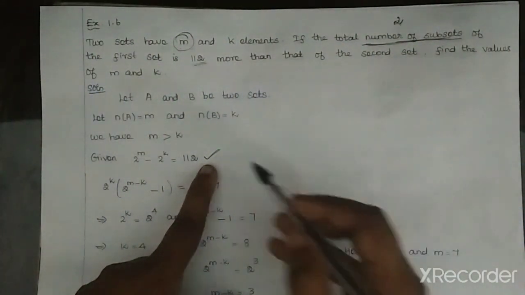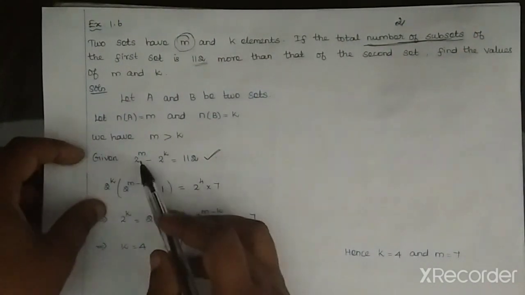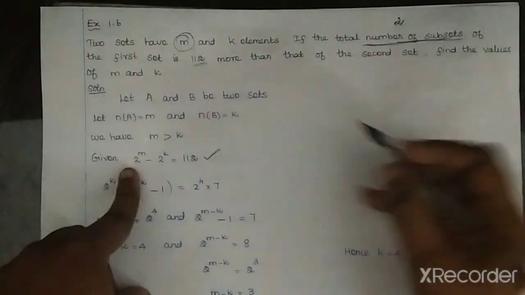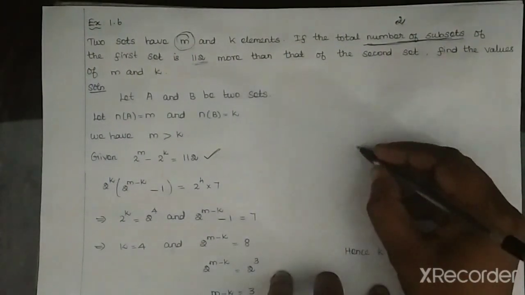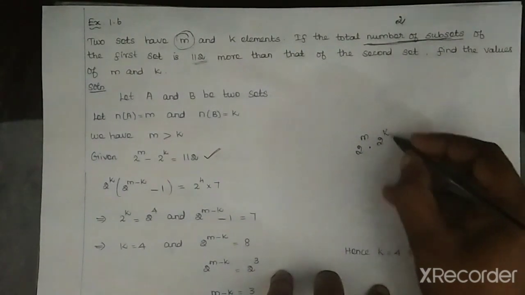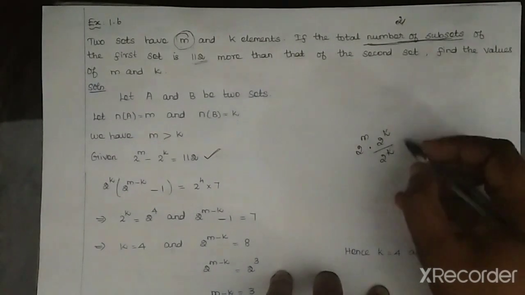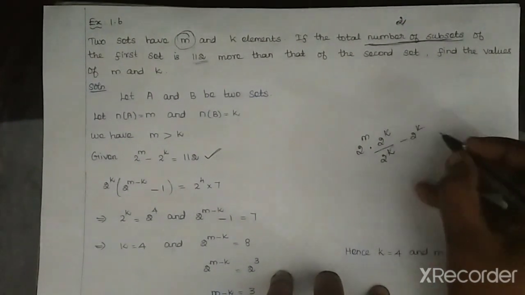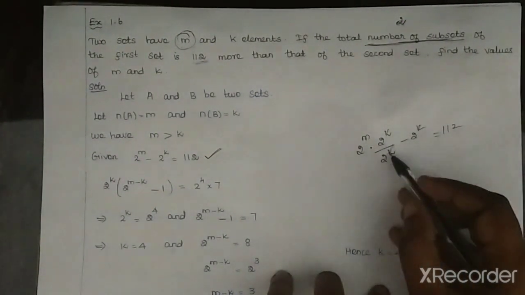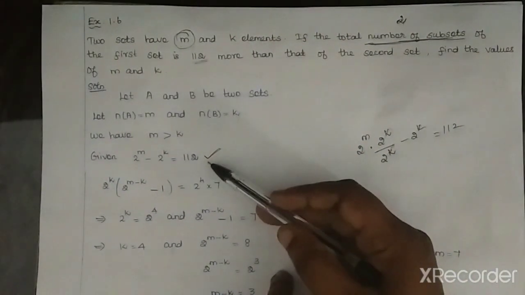First we have to take 2 power k outside. Here is 2 power k present? No. So here only 2 power m is there, and we don't have 2 power k. So we multiply and divide by 2 power k. Will the values change? No. So minus 2 power k stays the same, and 112 stays the same. We multiplied and divided by 2 power k. There is no change in this line.